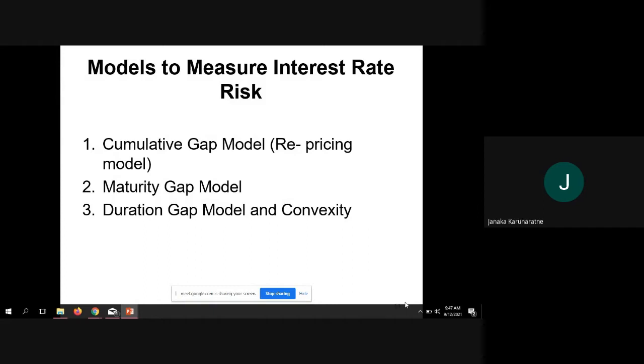Anything you need to clarify? Okay. If not, we'll move on to the models to measure interest rate risk. We are going to discuss 3 models in our course: the cumulative gap model, the maturity gap model, and the duration gap model. Those are the 3 areas we will focus on in this particular program.